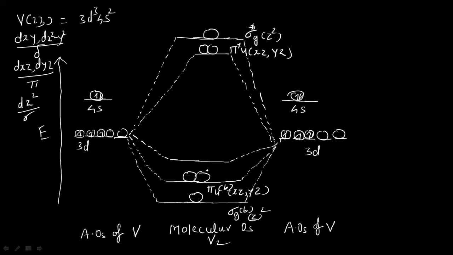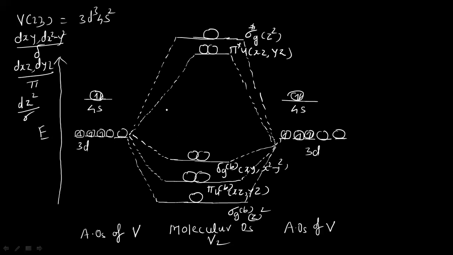So the delta g bonding molecular orbital is formed by the overlapping of dxy and dx square minus y square. So put the circle here on the two molecular orbitals, because these orbitals are involved in the delta bonding.